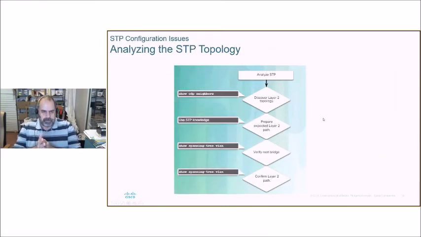So how does it work, and how can we look into it? You can analyze STP and discover the layer 2 topology. Show CDP neighbors will help you there. Then prepare the expected layer 2 path, basically what you would think the topology should be, and then do show spanning-tree for a VLAN to see what actually happened, what paths are active, and what ones have been disabled.